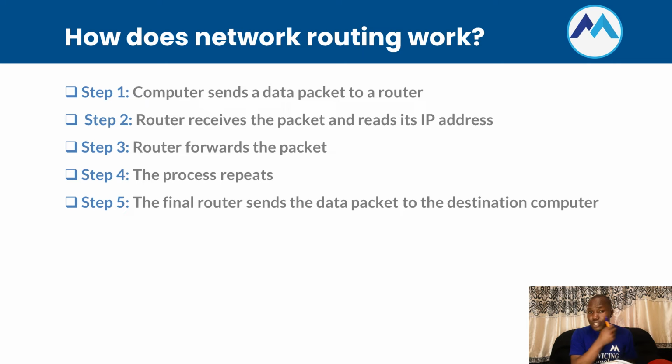Step number 2, routers will receive the packet and read its IP address. Comparing this to the internal routing table, routers are able to establish which is the best route via which the packet should go.